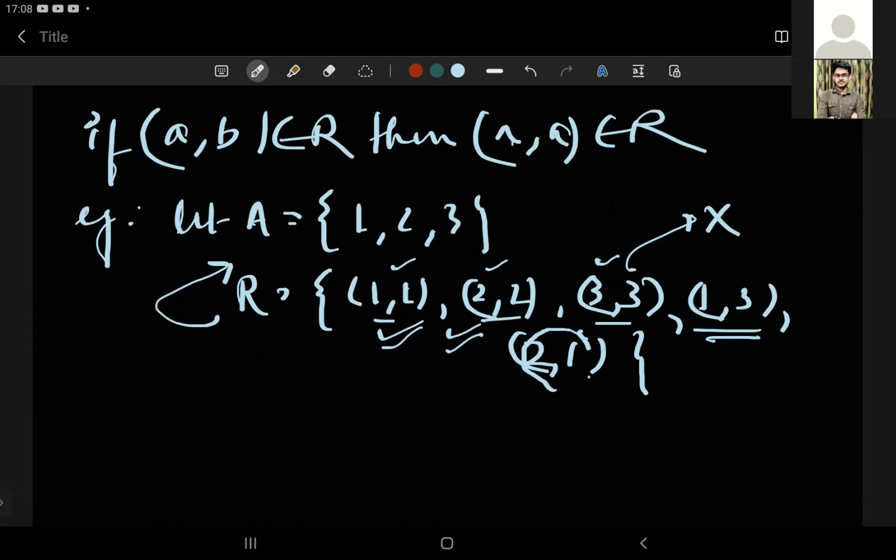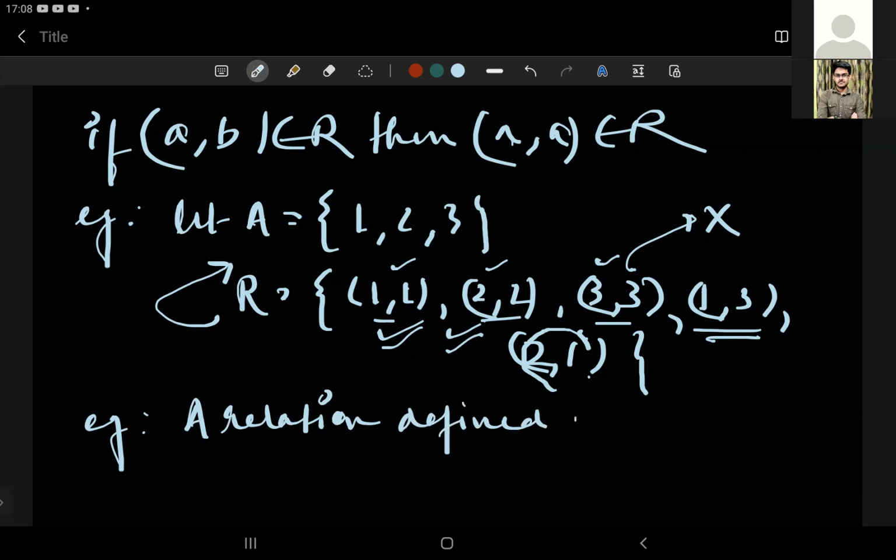So let's say we have another example. This is a very interesting one. So let's say we define a relation. Everyone got the last example, sir? You got the trick, sir, that you do not need to see these. Yes, sir. Got it.